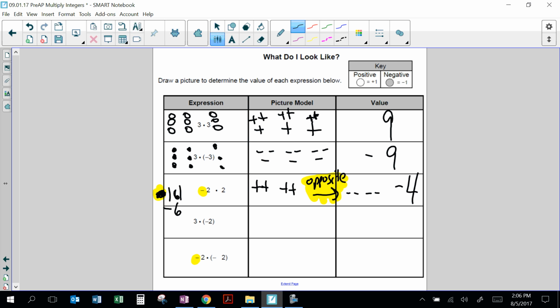All right, next one. 3 groups of negative 2. 3 times negative 2. 3 groups of negative 2. One group of negative 2, second group of negative 2, third group, negative 6.